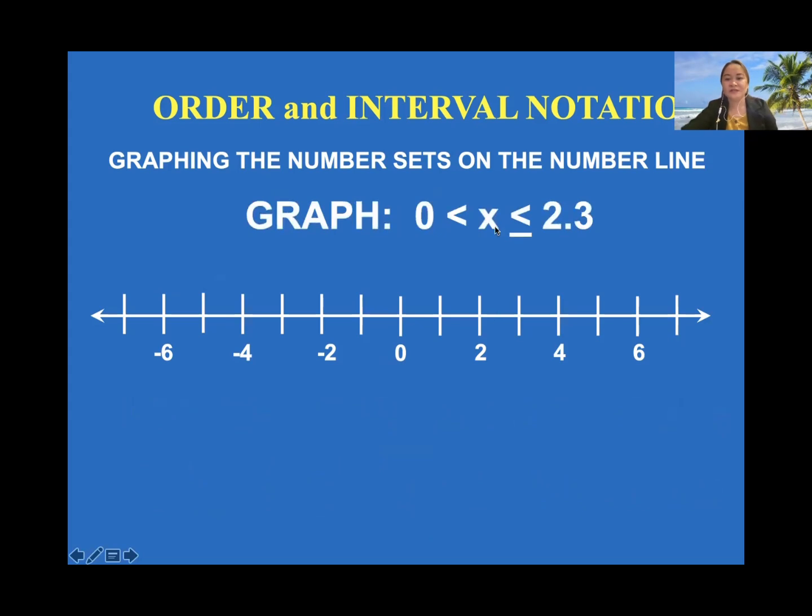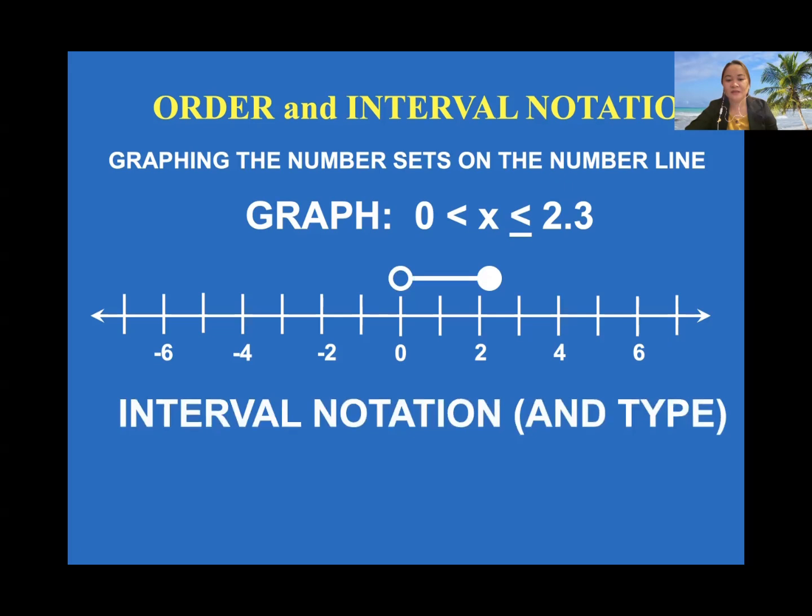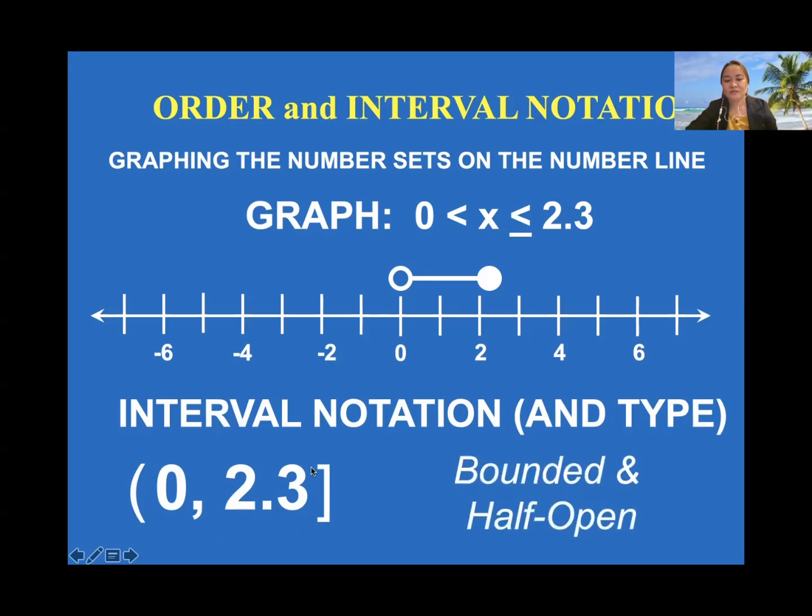Another example, x is greater than 0 but less than or equal to 2.3. Closed in 2.3 but open in 0. So we have here the graph, open 0 to 2.3, just an estimate. So this is half open. Open 0, comma, 2.3 closed. This bracket is closed, this parenthesis is open. So bounded and half open.